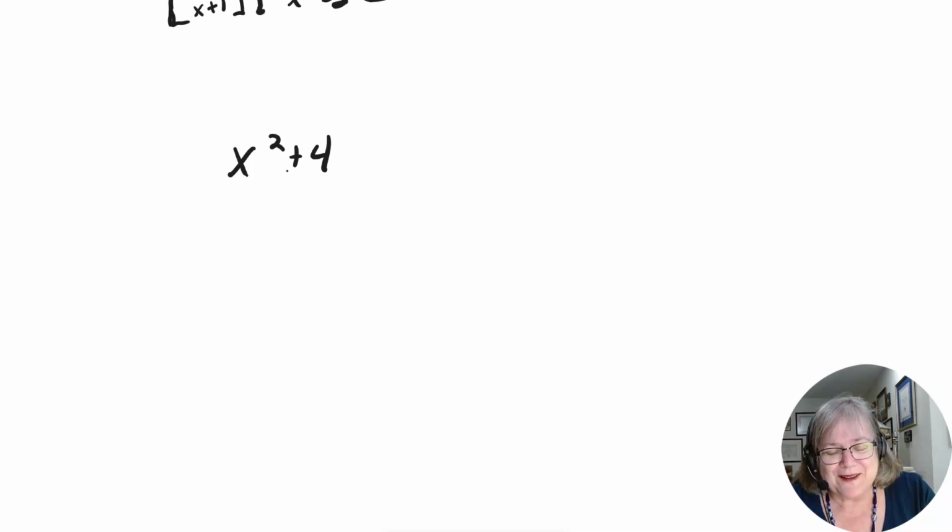Okay, so now let's look at this one. This one is a square. x squared is a square. 4 is a square. But this is to add. So this is the sum of two squares. All right, so let's talk about possibilities. Sometimes students will say, okay, I think this is x plus 2 squared.